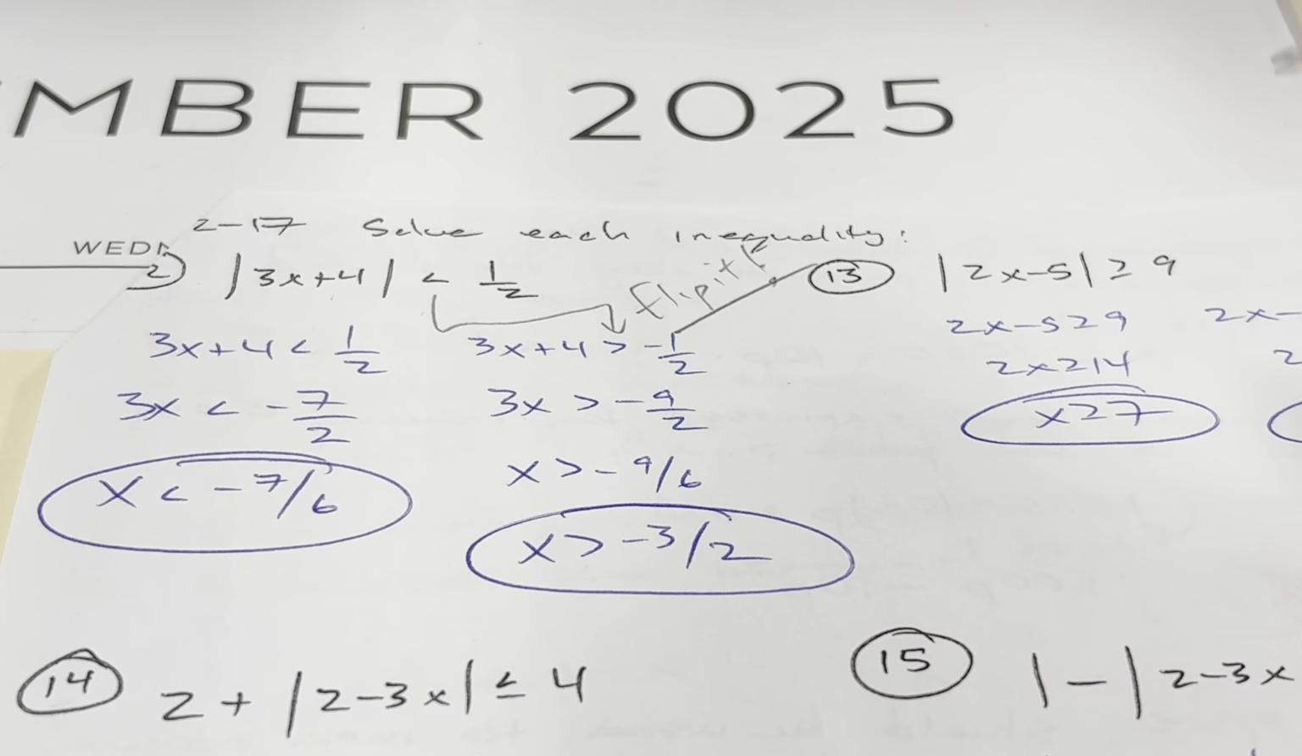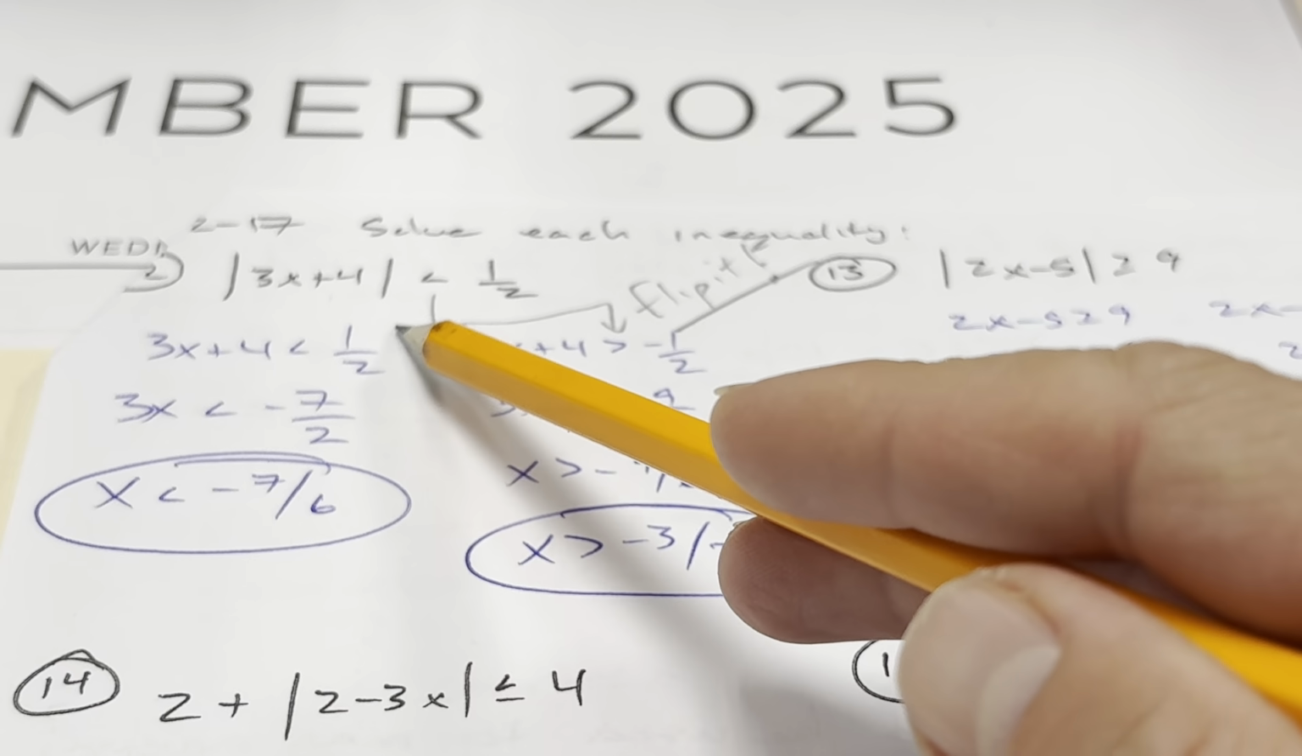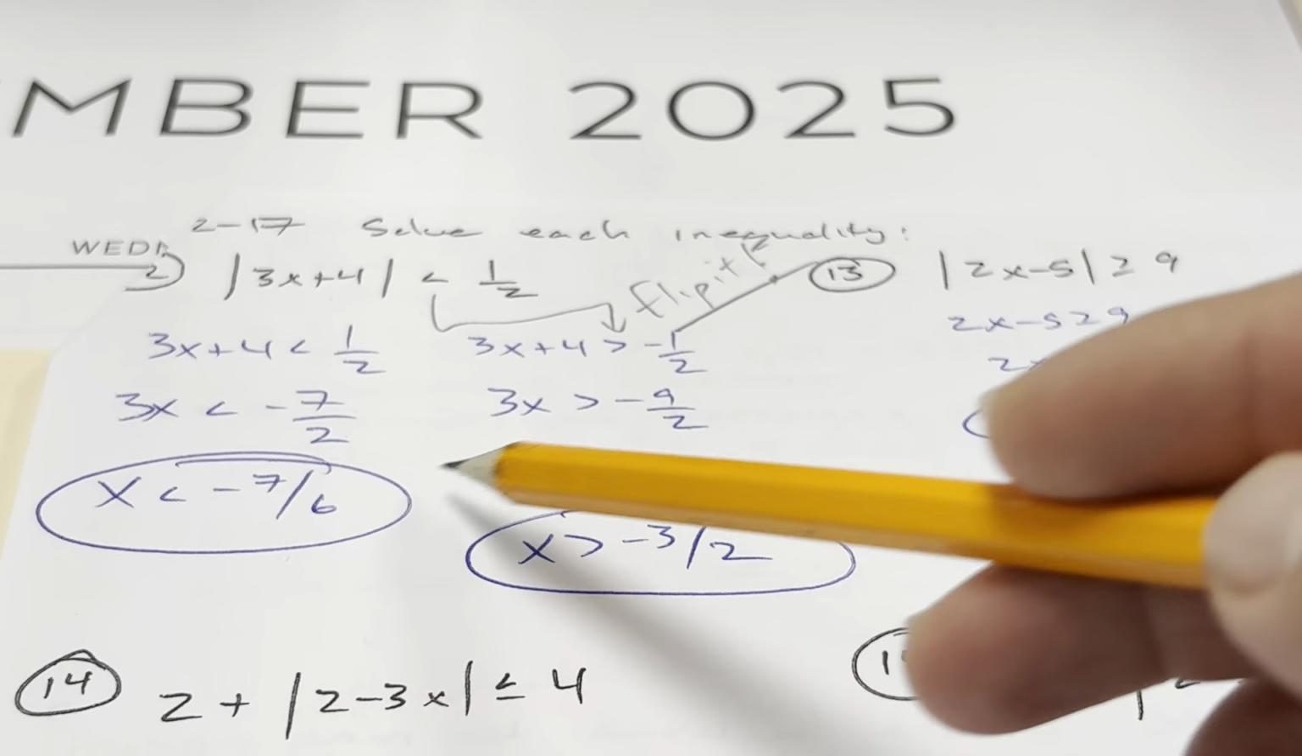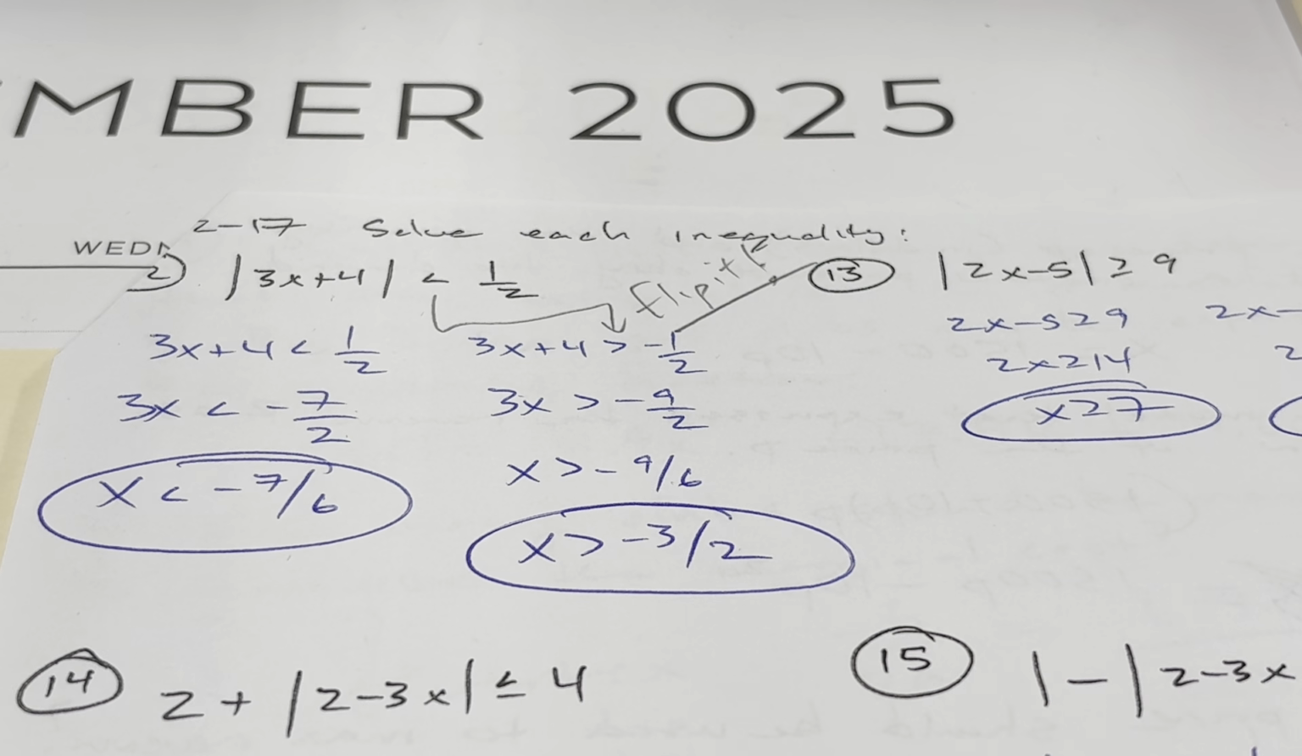And then you just solve the inequality like you would. You're going to subtract 4 from 1/2. You're going to subtract 4 from a negative 1/2. You're going to divide by 3. You're going to divide by 3. All right, so you guys can most definitely handle that one. So you got 12, and 13 might actually be easier than 12 here.